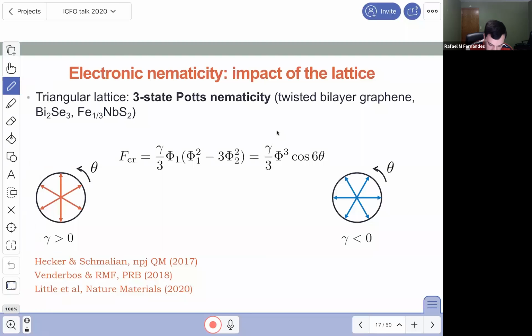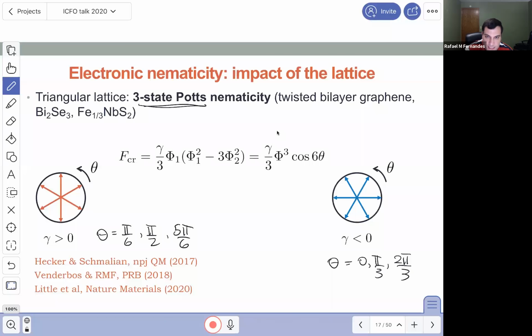If gamma is positive, your theta values can be pi over six, pi over two, and five pi over six. Now, if gamma is negative, theta can be zero, pi over three, and two pi over three. So you have three choices. A model that has three equivalent choices is what we call a three-state Potts model.